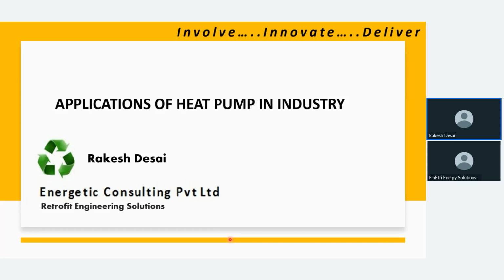So this hot, high temperature energy, which would otherwise be dumped into the cooling tower, is why the heat pump came into existence, to utilize this energy. Now we will start with the basic understanding of heat pump and then move on to the application.